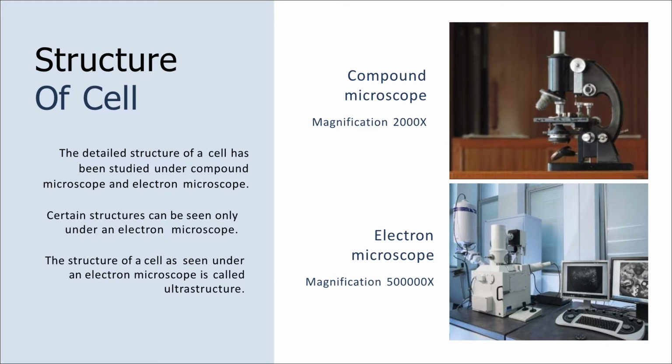Structure of a cell. The detailed structure of a cell has been studied under compound microscopes and electron microscopes. Certain structures can be only seen under an electron microscope. The structure of a cell, as seen under an electron microscope, is called an ultrastructure.